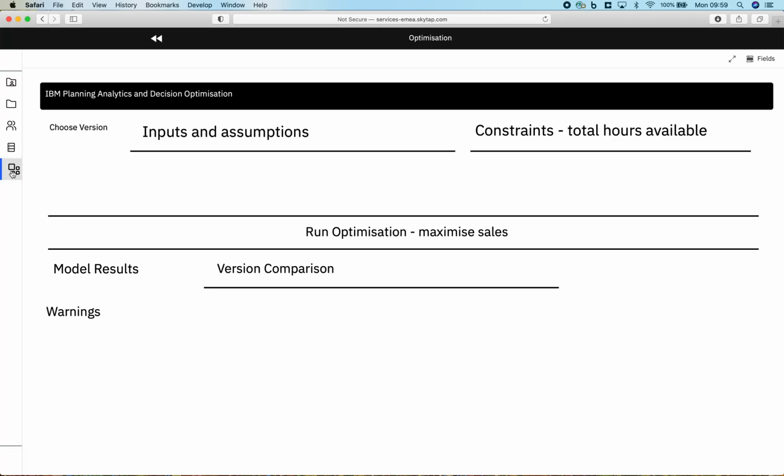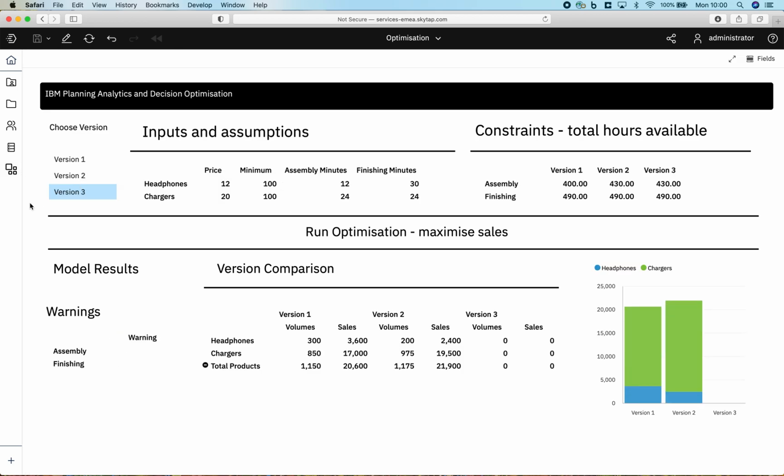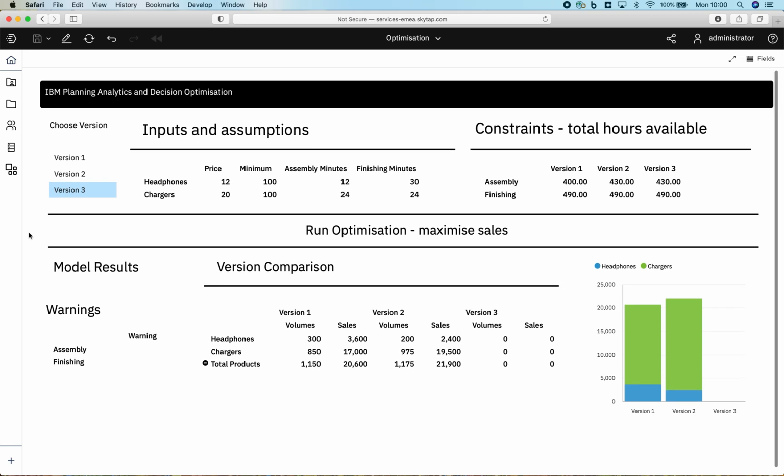In this demo, we will look at how we can plan to maximize revenue for a company that makes and sells two products, headphones and chargers. So in Planning Analytics Workspace, we have a user-friendly screen that allows users to input assumptions and business constraints, run optimizations, and visualize the results.